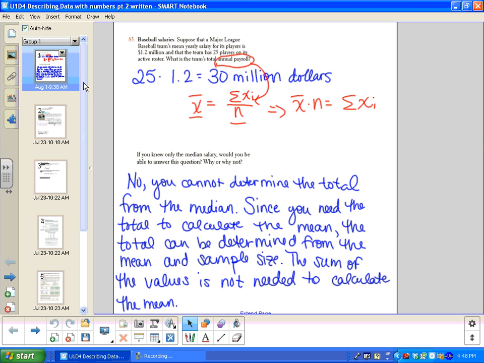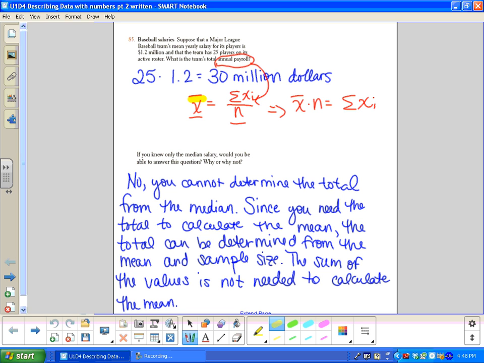So if you want the total payroll, that's going to be the total amount of money that all the baseball players are paid. If you look at the formula in red that I've drawn here, our mean, x bar, is equal to the sum of all the data values divided by the sample size. We could almost treat it like an algebra problem. We could take our formula for mean, plug in the information we know, and then solve for what we don't know.